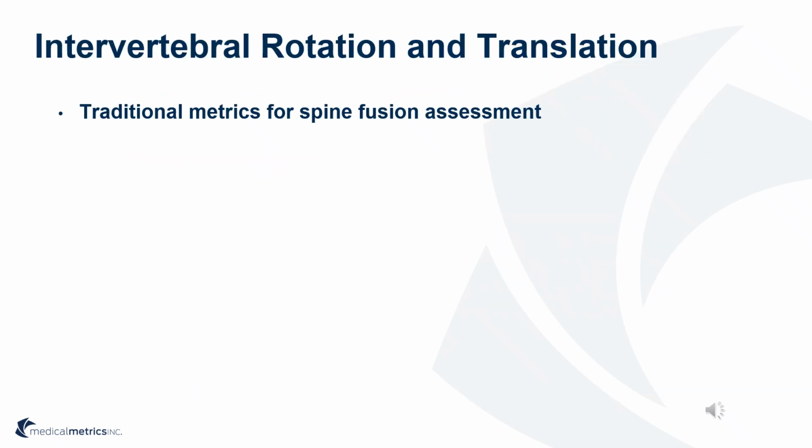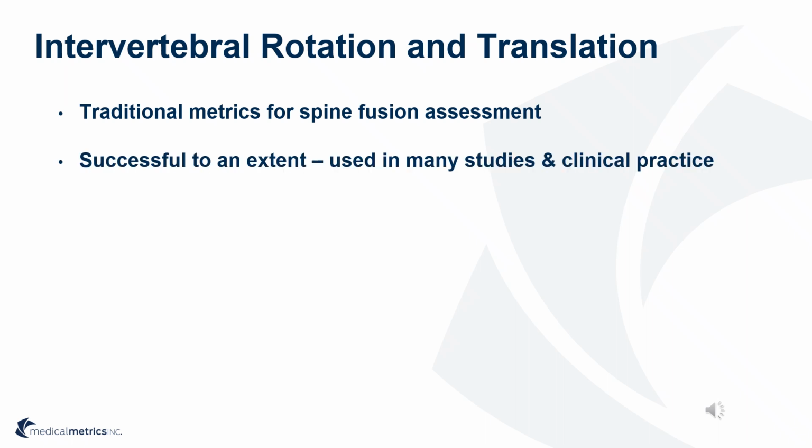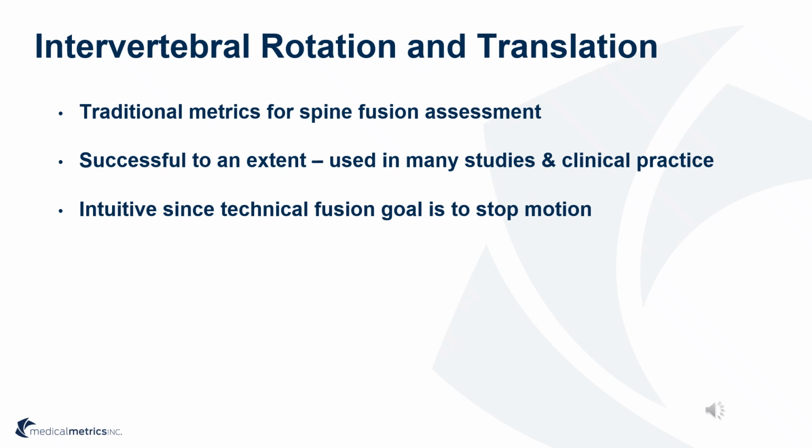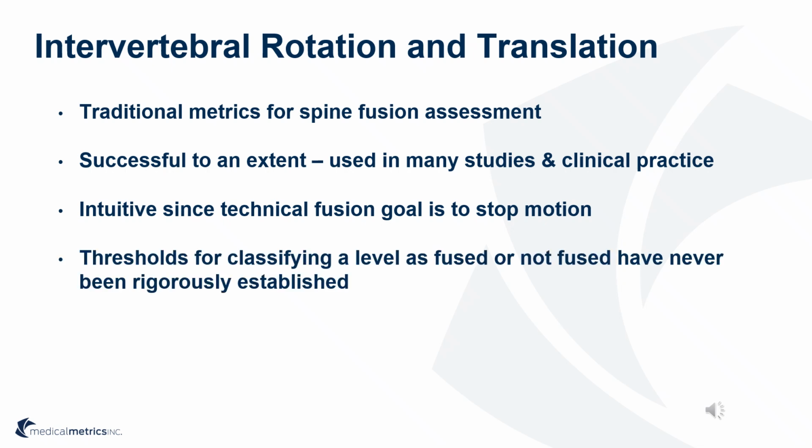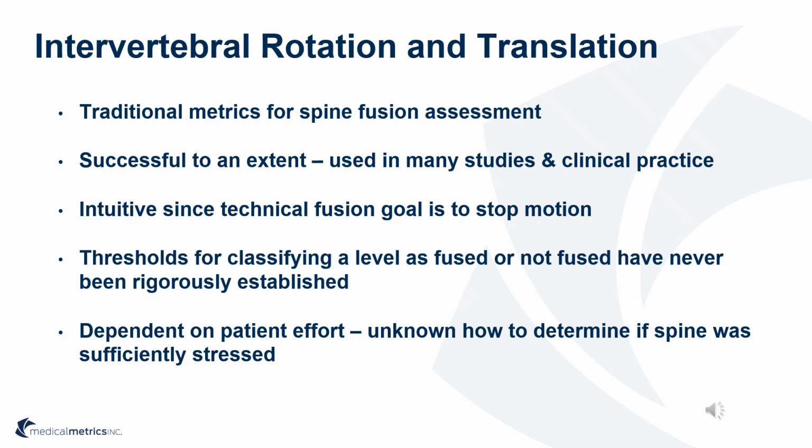Intervertebral rotation and translation are common metrics used for the diagnosis of pseudarthroses. While frequently applied in studies and clinical practice, their sensitivity and specificity are not well established. These metrics, derived from flexion-extension X-rays, aim to determine fusion success by identifying motion. However, there's uncertainty about the optimal threshold of rotation or translation that optimizes diagnosis of pseudarthrosis. The accuracy of these metrics relies on the patient's effort in flexion and extension. Inadequate patient effort might falsely indicate fusion when there's none.